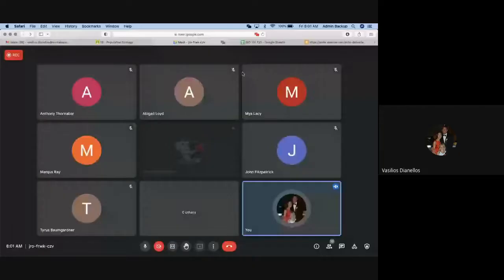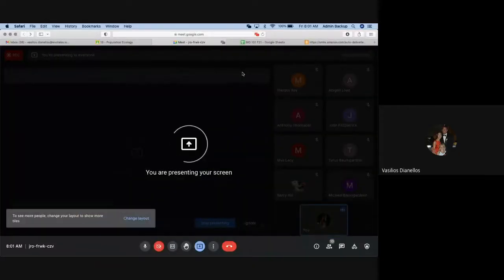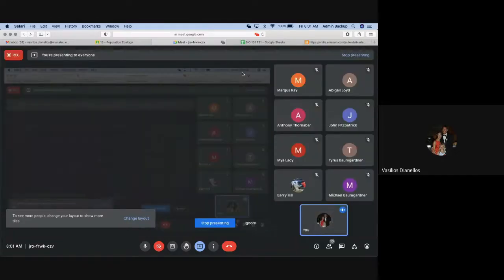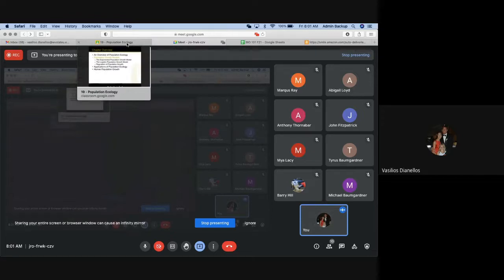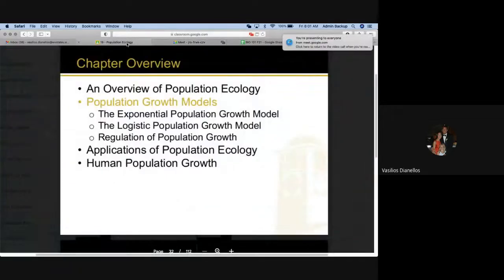I'm still dealing with technology issues on top of all this. So I don't have my work computer, which means I'm using my personal computer, which means I don't have Microsoft Office and I don't have PowerPoint. So the PowerPoint's going to look a little bit different because I'm scrolling through it through Google Classroom.